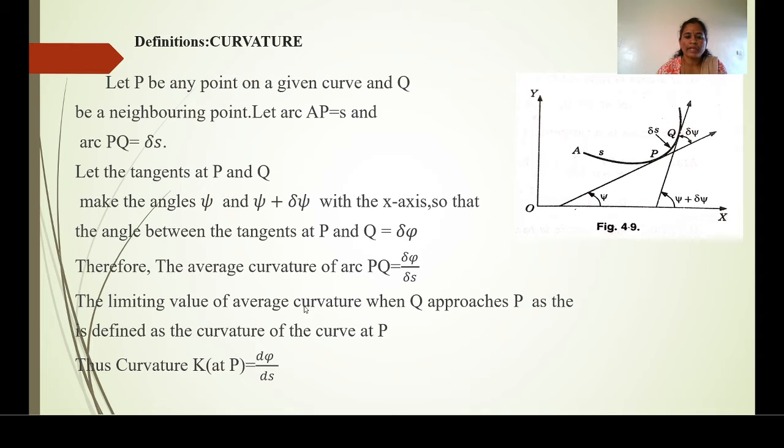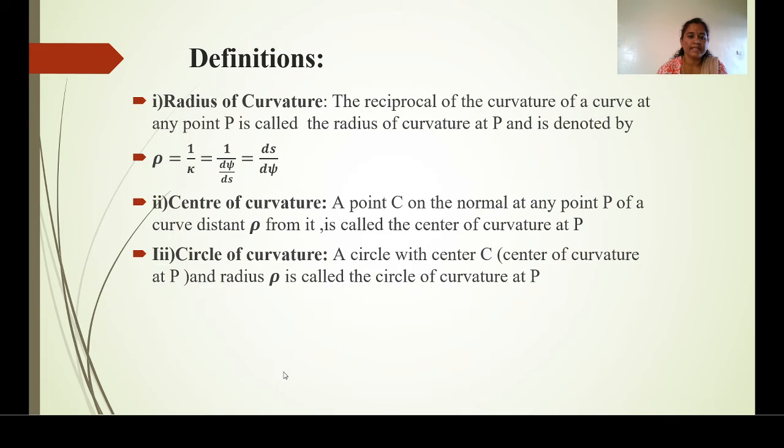The limiting value of the average curvature when Q approaches P is defined as the curvature of the curve at the point P. Then the curvature K at the point P is d psi by ds, after applying the limit to delta psi by delta s. Next, the definition of radius of curvature: the reciprocal of the curvature of a curve at any point P is called the radius of curvature at P, denoted by rho, which is equal to 1 by k, that is ds by d psi.